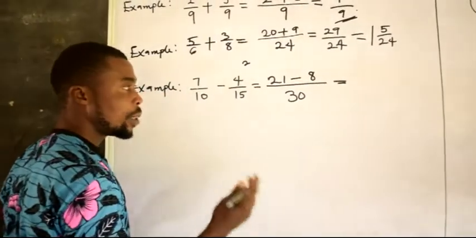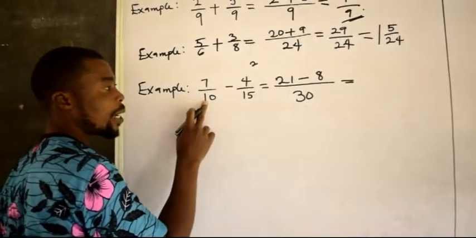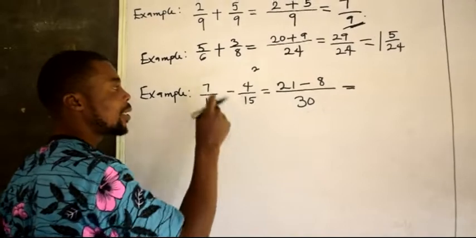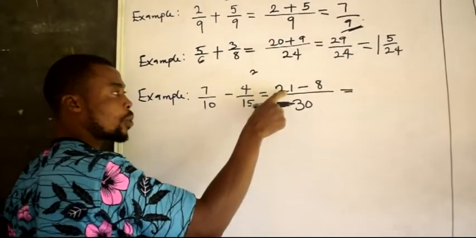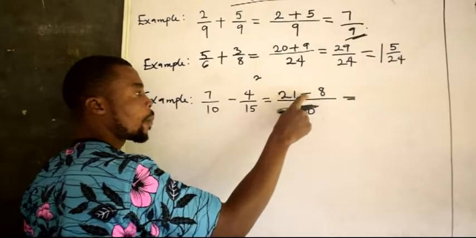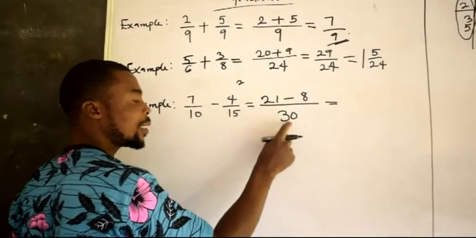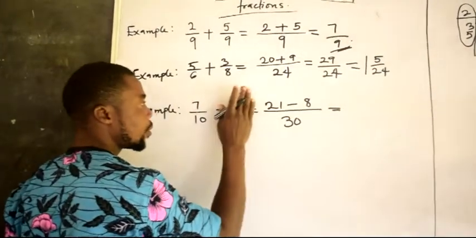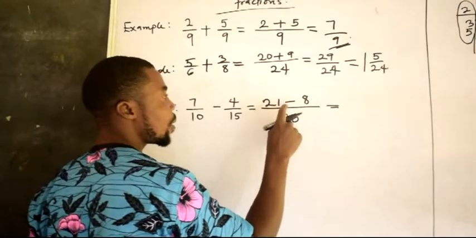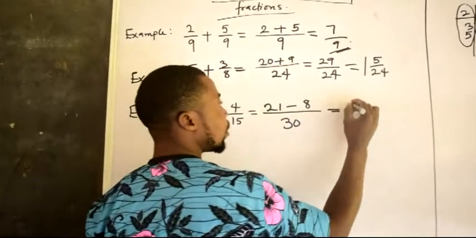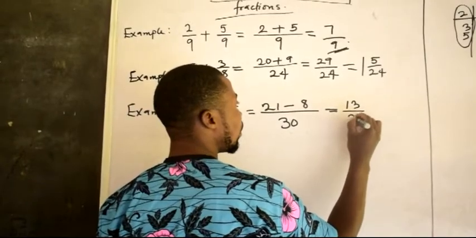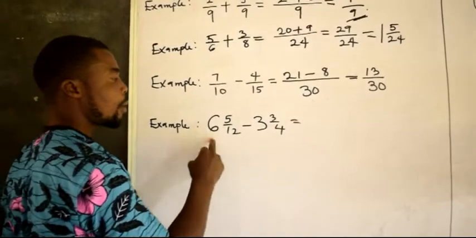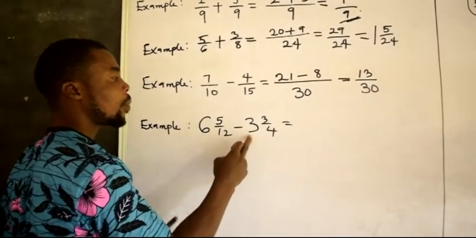That is all. Let me repeat myself again. 10 will go in 30, that is, it will go 3 times. 3 times 7 will give us 21. We put minus. 15 will go in 30, it will go 2 times. 2 times 4 will give us 8. Now we will subtract. 21 minus 8 will give us 13 over 30.